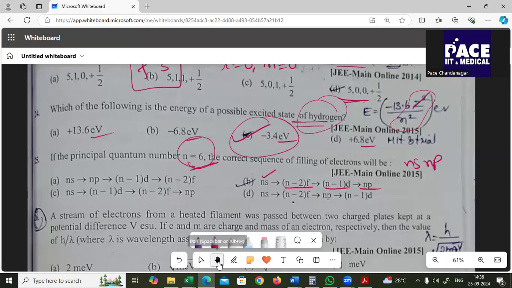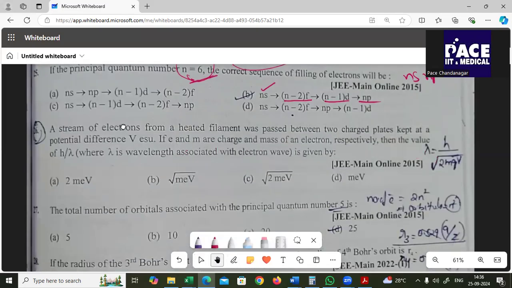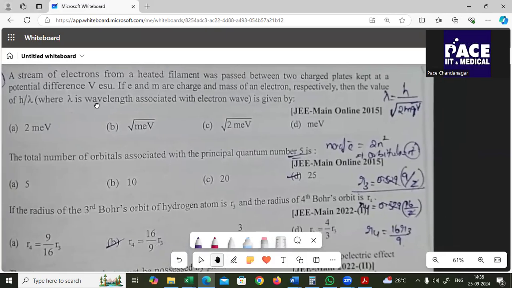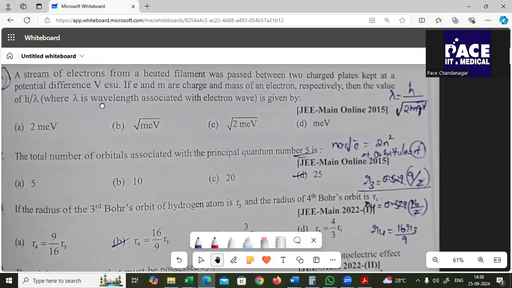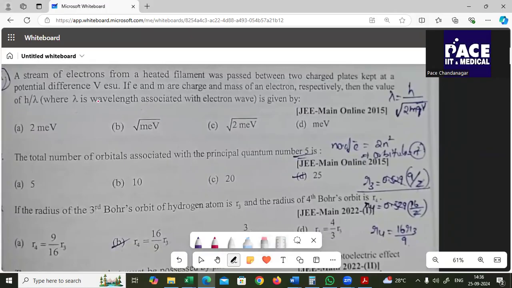Next, moving up with 26. A stream of electrons from a heated filament was passed between two charged plates kept at a potential difference V. If e and m are the charge and mass given to you, then the value of h by lambda is asked. Lambda is equal to h by under root 2mqV. This we already know. Just substitute it there, right? We have the lambda formula in your formula page. Please open up your formula page and check out the values there.